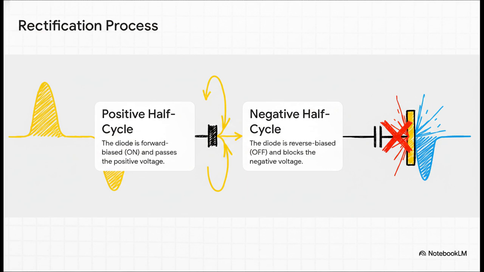Well, remember, AC power is always swinging back and forth. During the first half of that wave, when the voltage is positive, it's flowing in the right direction. So the diode says, come on through. It becomes forward biased, and it lets that positive pulse of electricity pass.